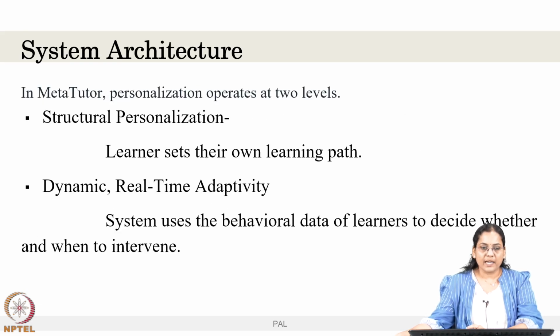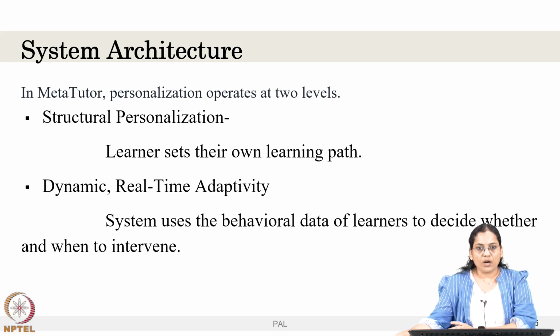Now we will see the system architecture. In MetaTutor, personalization operates at two levels. One is structural personalization and the other is dynamic and real-time adaptivity. In structural personalization, the learner sets their own learning path. Two different students have two different learning paths. The two students learn the same concepts with different learning paths, and that is the personalization based on their previous knowledge. So, MetaTutor allows every learner to learn by different learning paths.